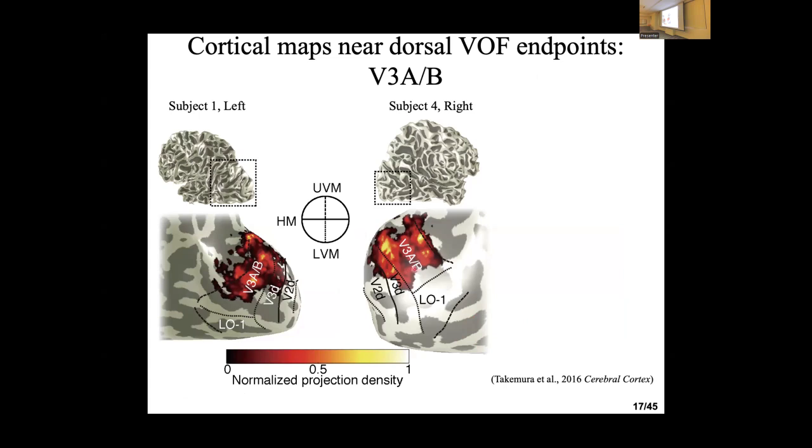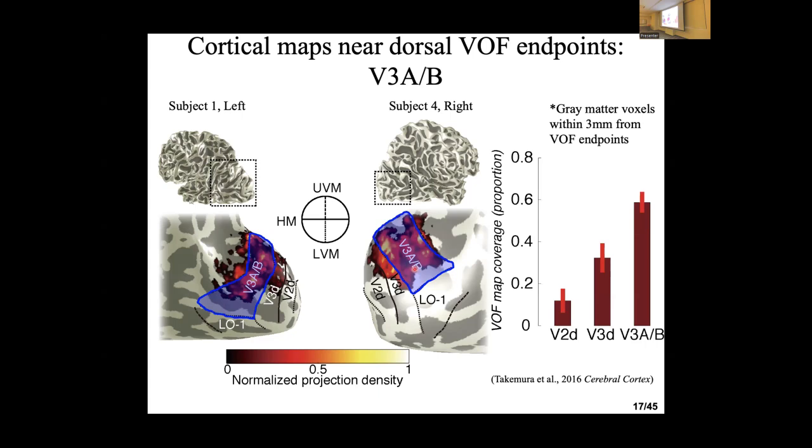We can see reversal of the polar angle mapping. Then we can delineate the border between areas on the cortical surface. We are now looking at the dorsal side of the visual cortex. Then we just project the voxels near the dorsal end of the VOF streamlines as a color heat map. In this paper, we consistently found across subjects that V3A/B is an area which is very near the dorsal end of the vertical occipital fasciculus, and it also includes some neighboring maps.